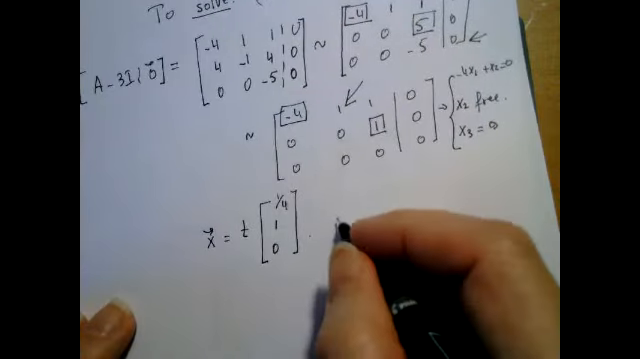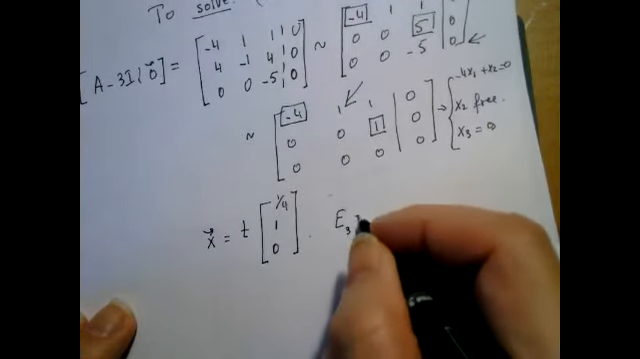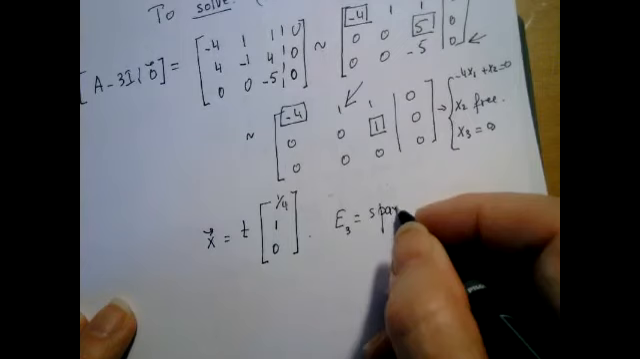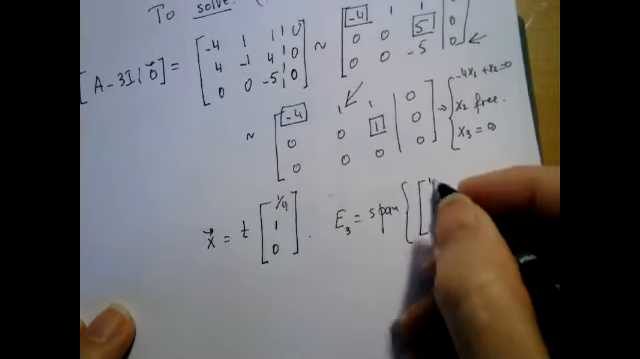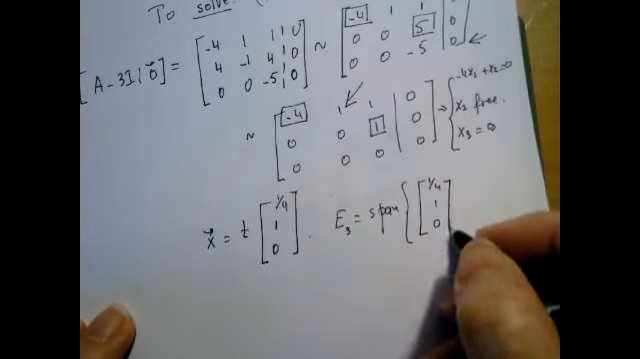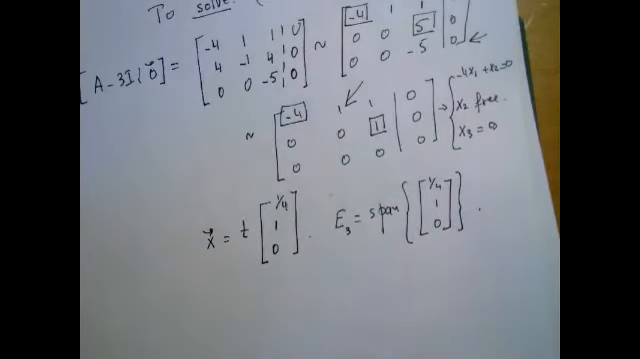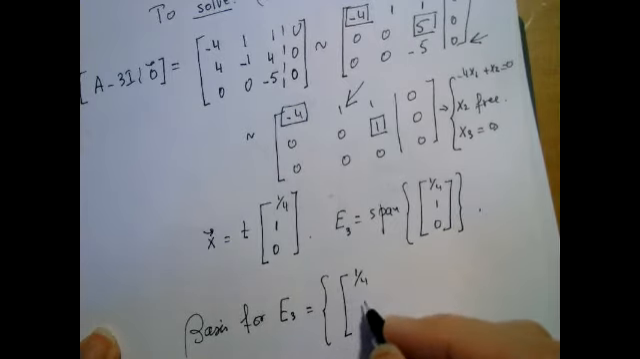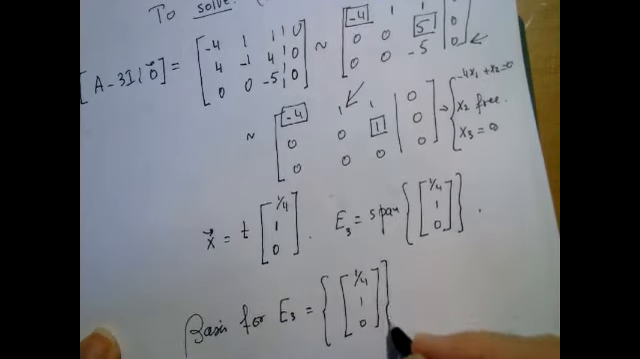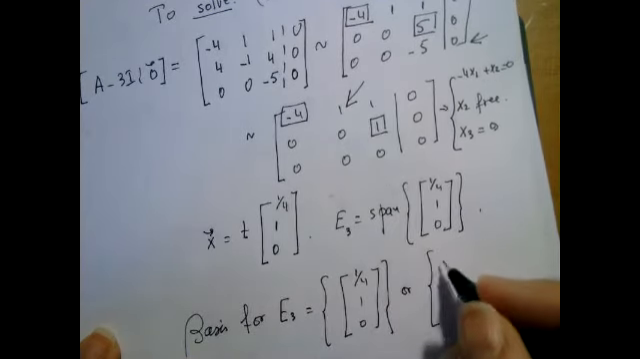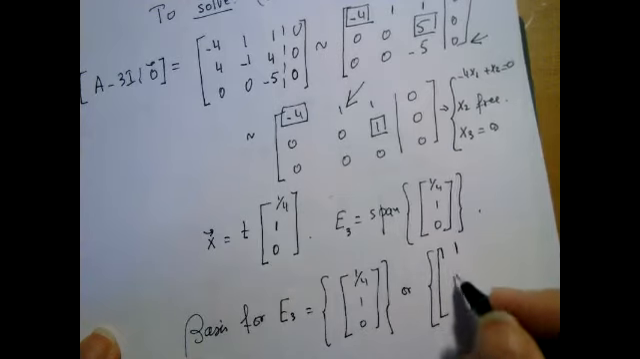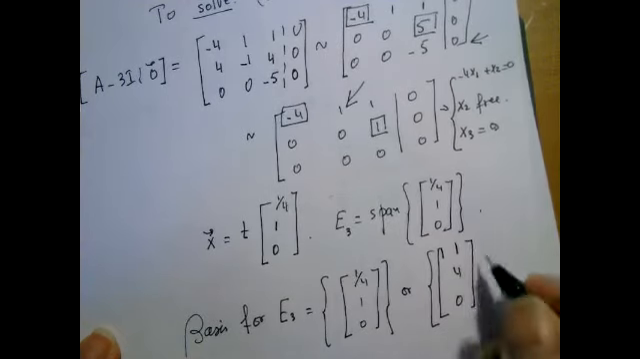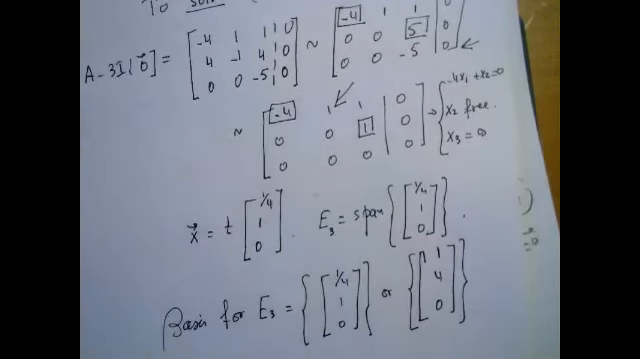So in this case, my E3 is going to be the span of this vector. So every linear combination, every scalar multiple of it, because it's all of them. That's going to be my E3, and the basis for it is only one vector. It's going to be the vector 1, 4, 1, 0, or the simpler vector 1, 4, 0. Either one will be accepted as a basis.